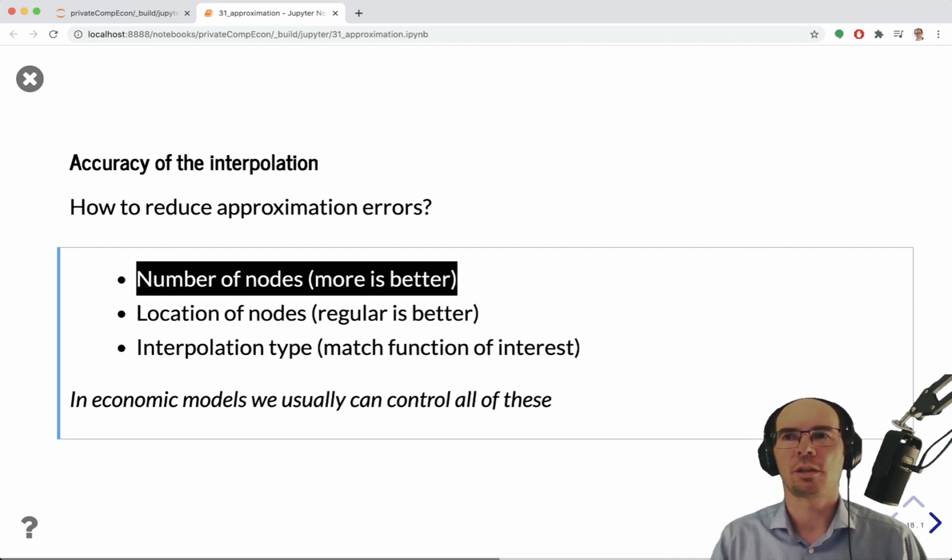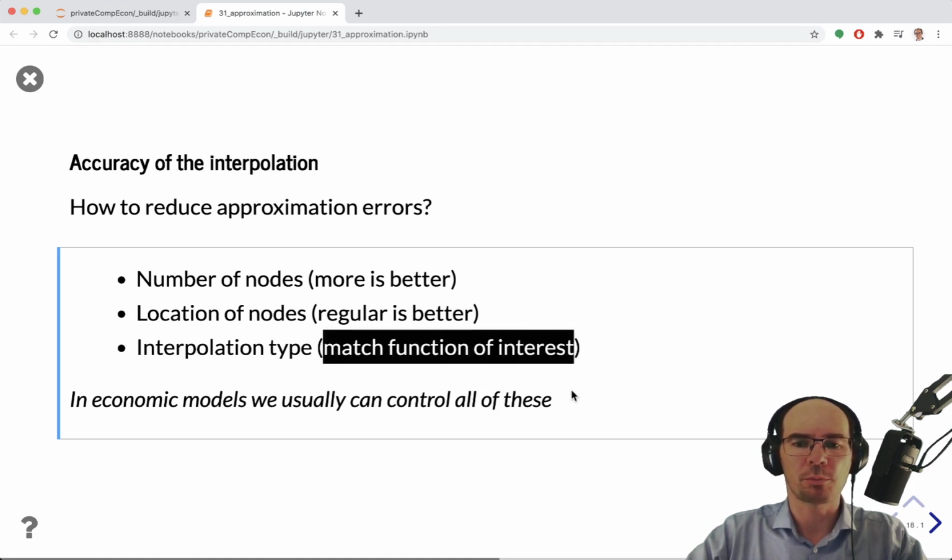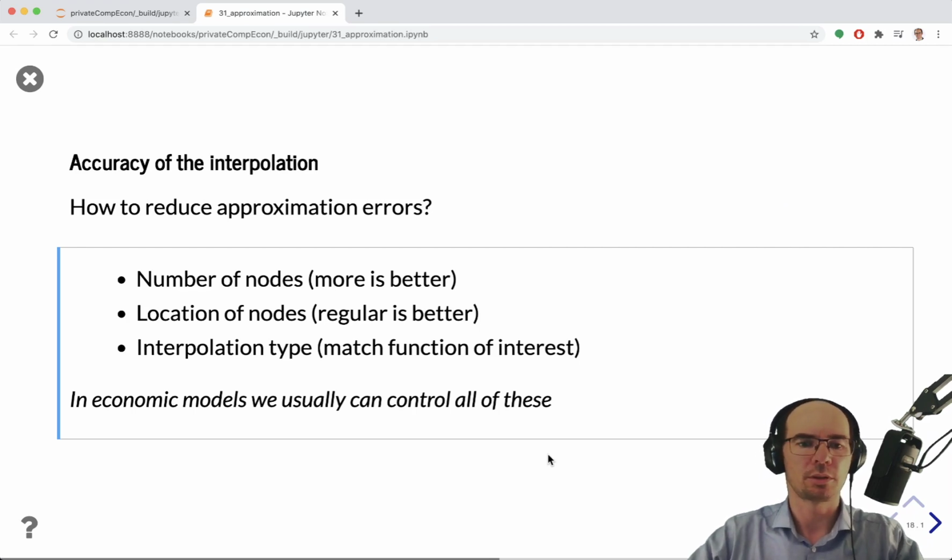The cost, of course, is that if the function of interest is hard to compute, it could be some computation from an economic model, then it is just costly, and we have to trade accuracy for the speed of the overall program. And then, of course, the interpolation type, which is a bit of an art, but remember that matching the function of interest, its functional form and theoretical properties, to the interpolation method is the key to getting good interpolation results.